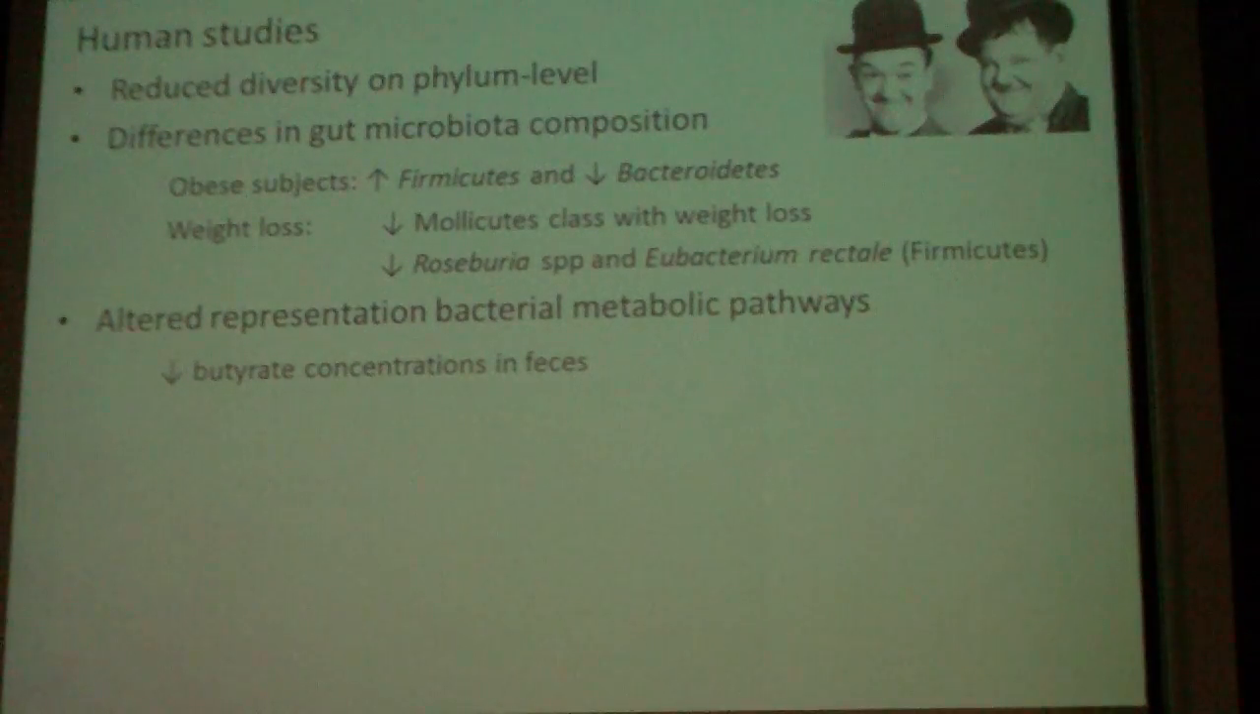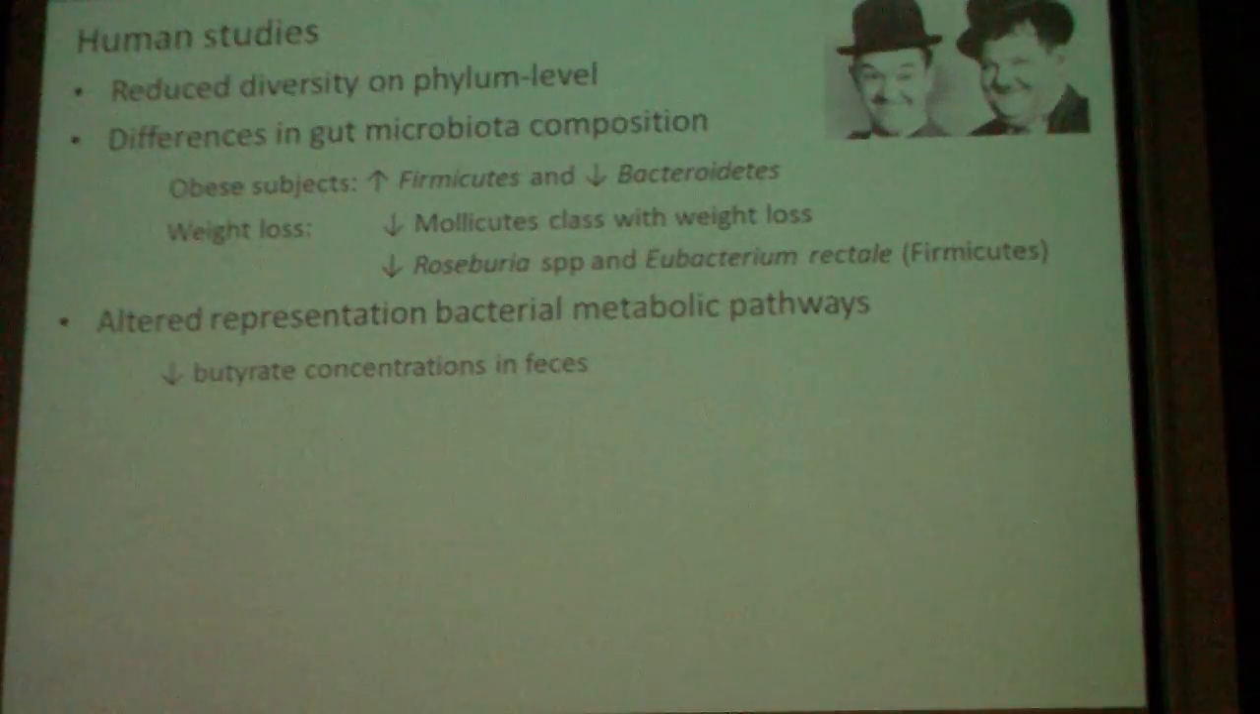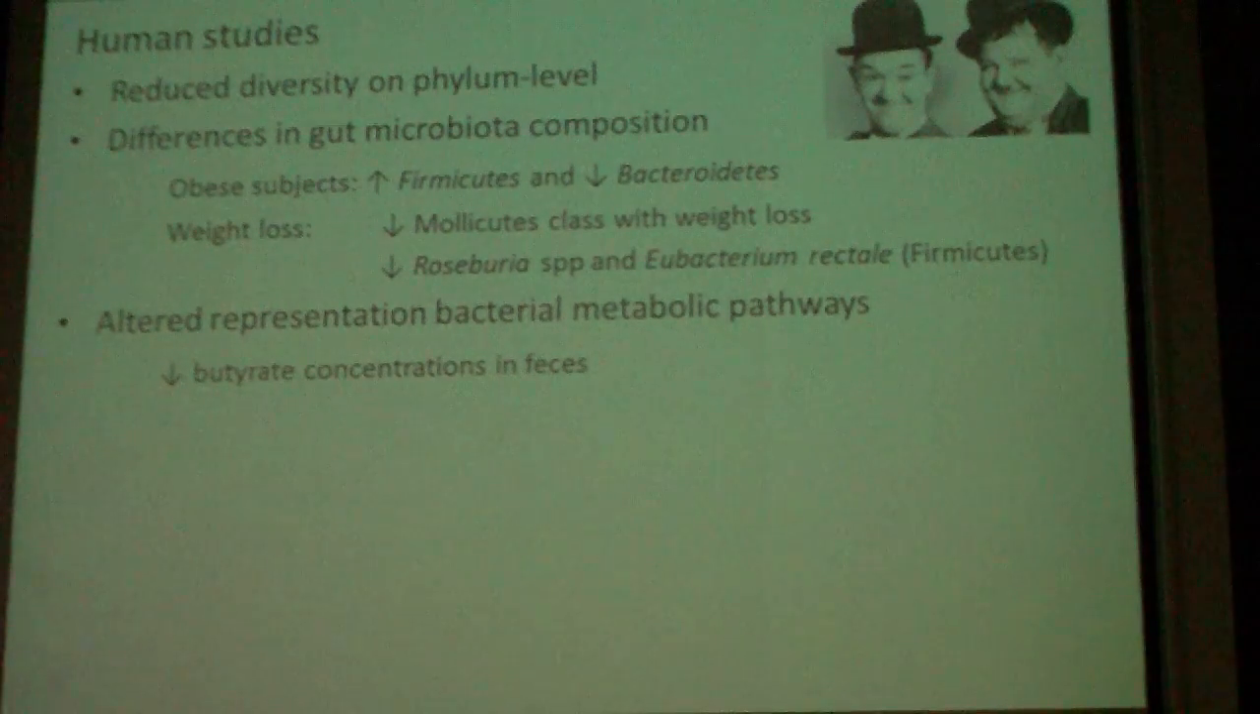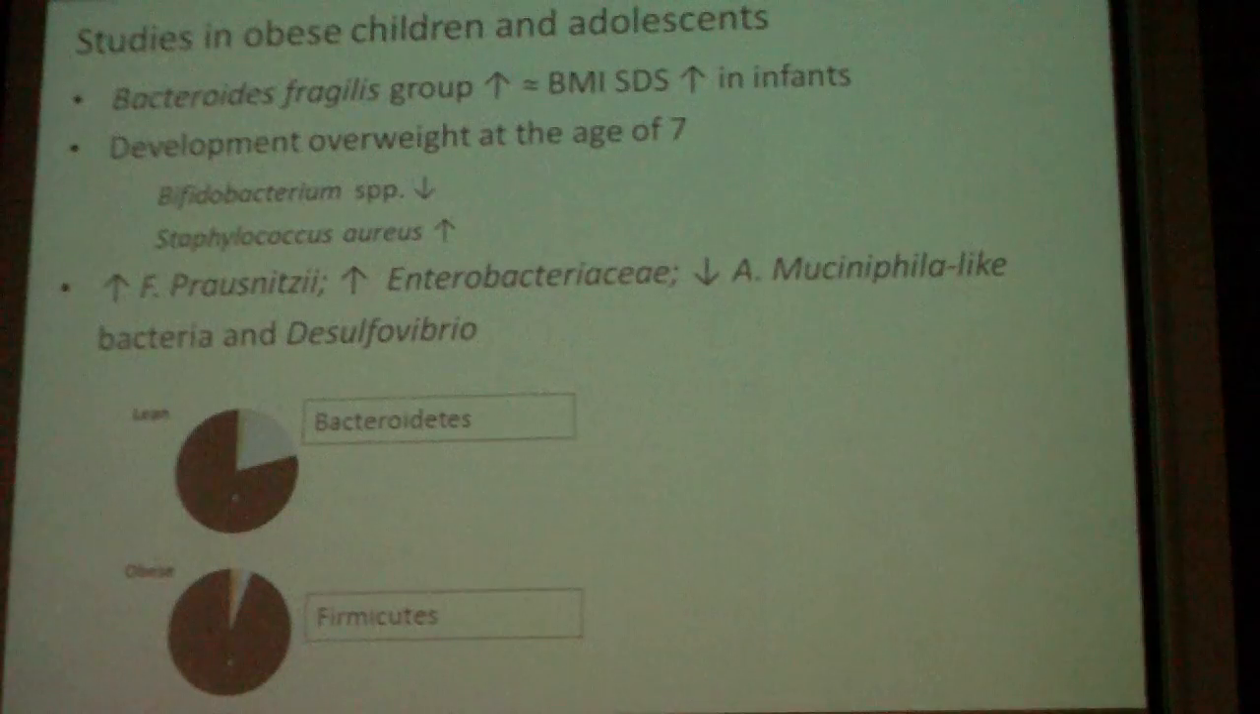In humans, they also saw that there was a reduced diversity. They also saw that obese subjects had higher Firmicutes, lower Bacteroides, and in subjects with weight loss, they also saw a decrease in Firmicutes, so they saw the same. And also altered representation of metabolic pathways, so they saw a decrease in the butyrate concentrations.